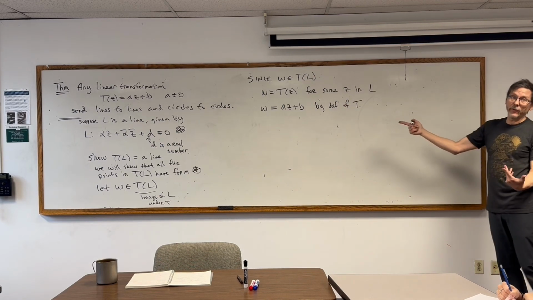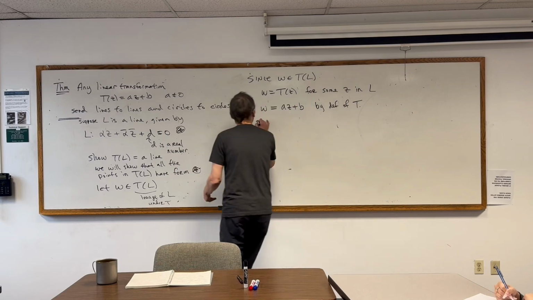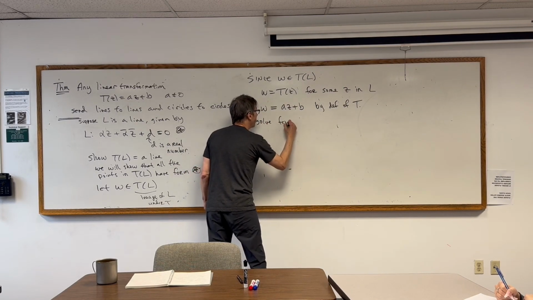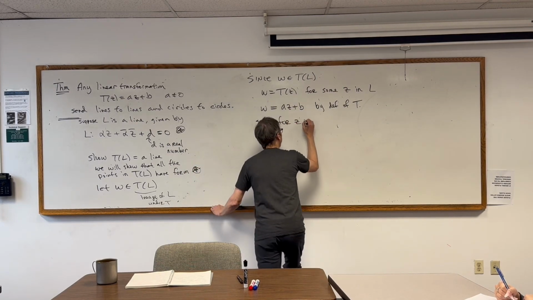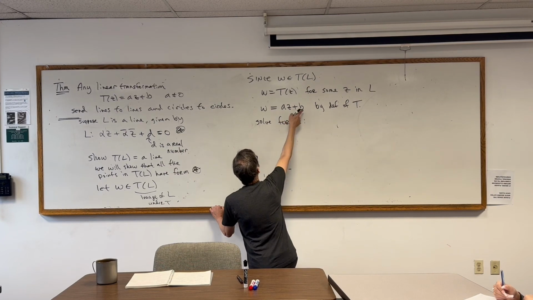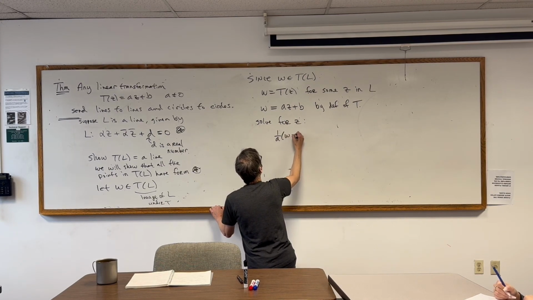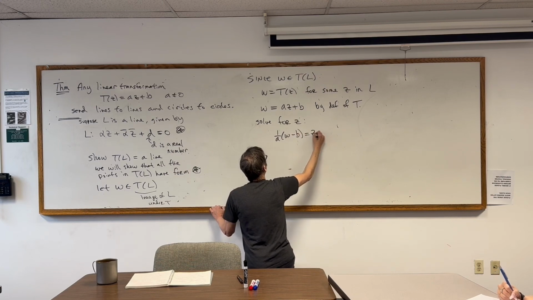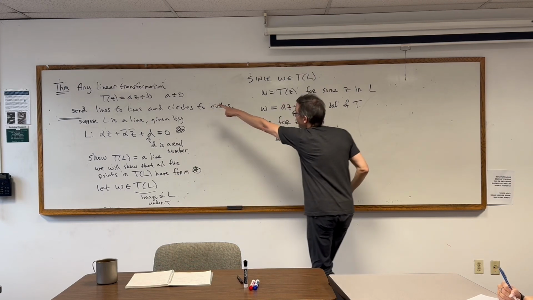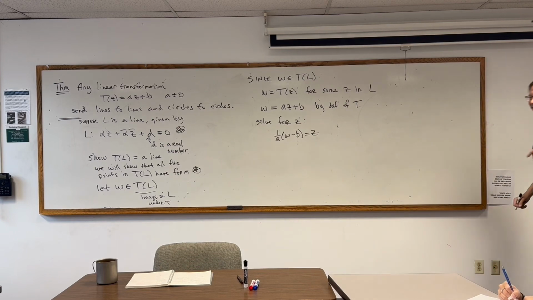And now I can solve for Z. You see, this is a cool little trick. So subtract B and divide by A. And since A is not 0, it's all good.